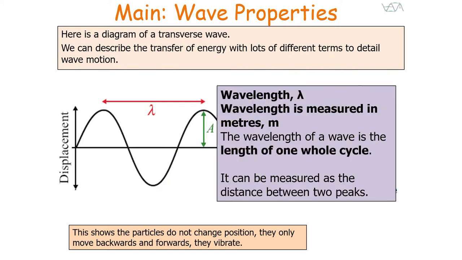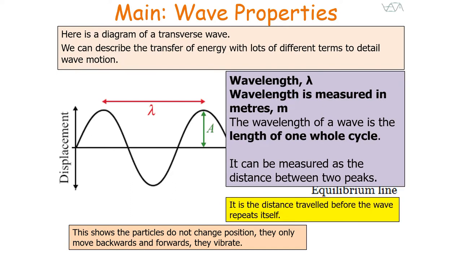The next term is the idea of wavelength, and wavelength is measured in meters. So the wavelength of a wave is the length of one whole wave cycle, and it can be measured as the distance between two peaks. So you could consider that the wavelength is the distance the wave travels before the wave repeats itself.